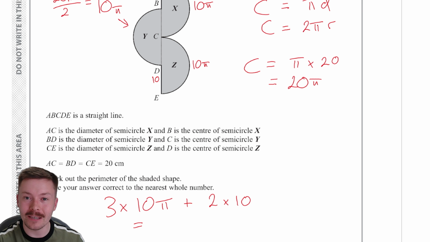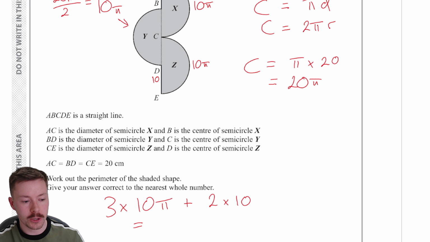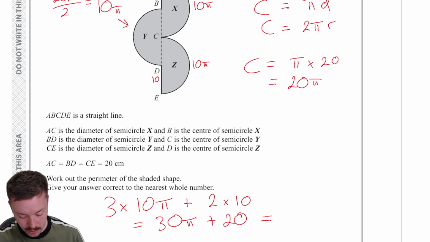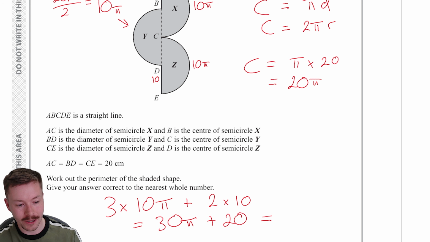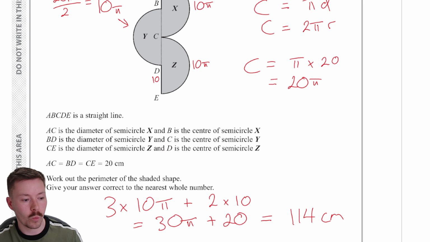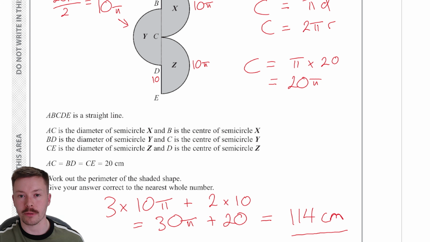We're going to need to press S to D for this because it says to give our answer correct to the nearest whole number. So we're going to get 30 pi plus 20, which, if I put that into the calculator, will give me an answer of 114 to the nearest whole number. I actually get 114.247, etc. So 114, and we are looking at centimetres. We are doing perimeter, so it is going to be centimetres, not centimetres squared or cubed or anything like that, because we have worked out a length.